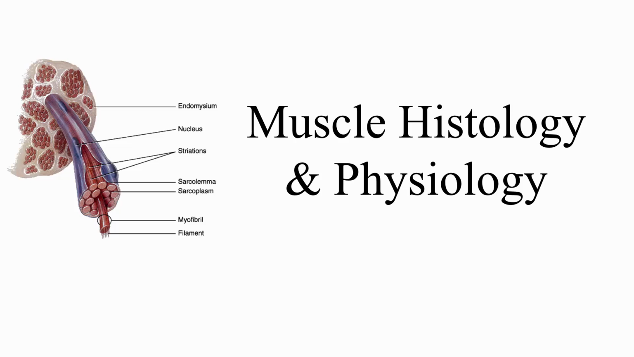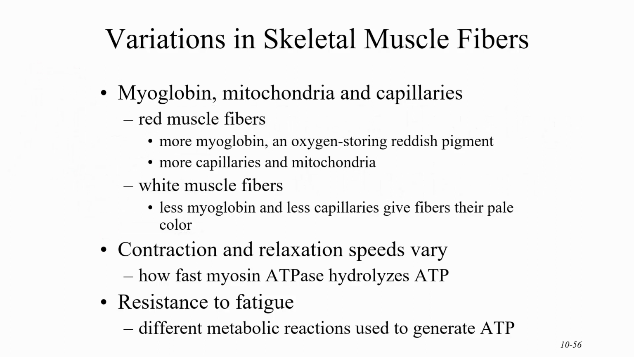In this lecture, we're going to finish up muscle histology and physiology. Now, as we mentioned before, there's going to be variation in skeletal muscle fibers. And again, depending on the amount of myoglobin, mitochondria, and capillaries, that's going to depend on basically how much oxygen, how much energy that particular muscle needs. If that muscle is a very active muscle, of course, it's going to need more ATP. It's going to need more oxygen.